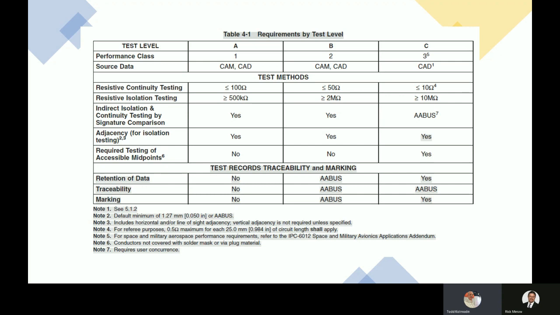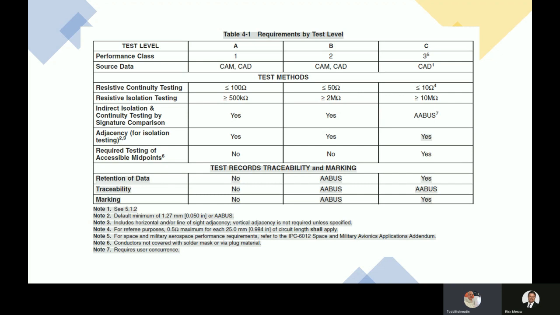Our isolation threshold needs to be greater than or equal to 2 megaohms, or million ohms. And we can still use indirect testing. We can use adjacency for isolation when it comes to the probers. And we can also still optimize out our midpoints so that we can reduce cost if it's a fixture, and increase some time or increase some speed on the flying probe.